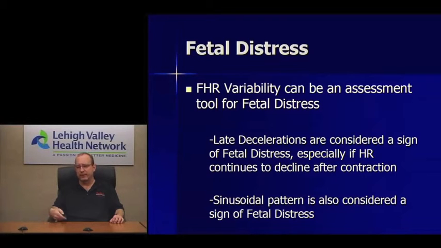But if the OB floor where you're picking up the patient says, oh, we've been seeing some late decelerations, especially if it continues to decline after a contraction, that's a pretty ominous sign for fetal distress. And when you hear the term fetal distress, that means the kid should be delivered immediately. That means if the kid's not going to be coming out the normal way, it's usually indicated to do an emergent C-section. So again, that's one of those cases where they use the buzzword fetal distress or continued late decelerations with the fetal heart rate variability.